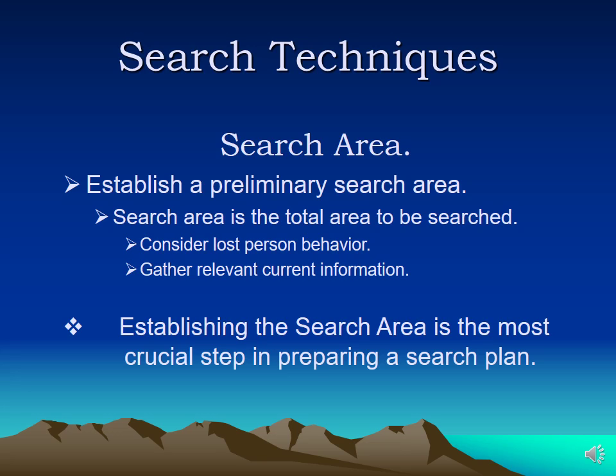search. The second consideration is that the area to be searched will be established based on the most current information that is available about the subject, which might come from family, friends, or other information sources. Sometimes this information is sketchy at best. Establishing the search area is a most crucial step in preparing a search plan. Until this area is determined, very little effective or efficient searching can be done.